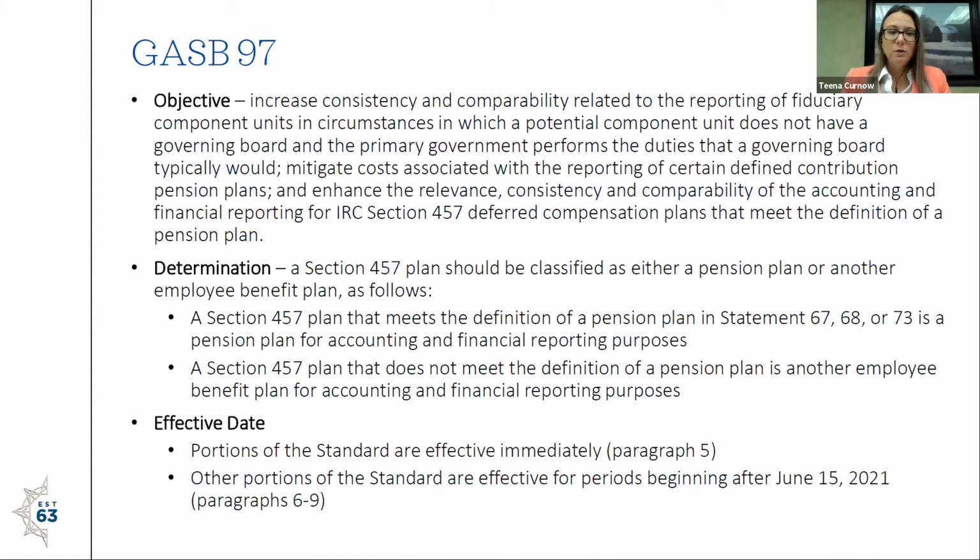The effective date for this standard is that portions of the standard are effective immediately, and paragraph 5 in the standard is basically related to certain criteria for reporting of pension activity. And then the other portions of the standard are effective for periods beginning after June 15th, 2021. So what that means for your reporting purposes, for the most part, would be June 30, 2022 or calendar year 2022.